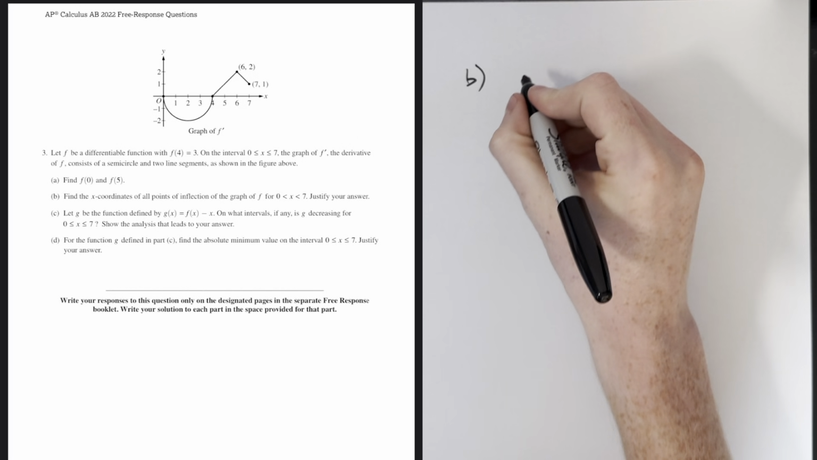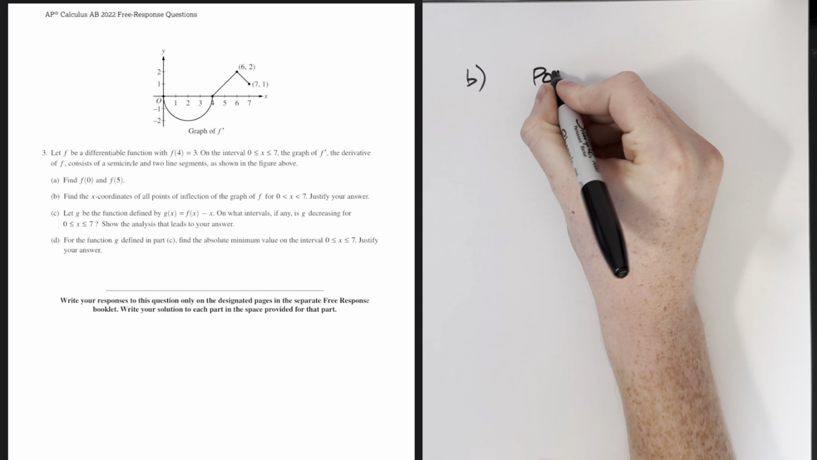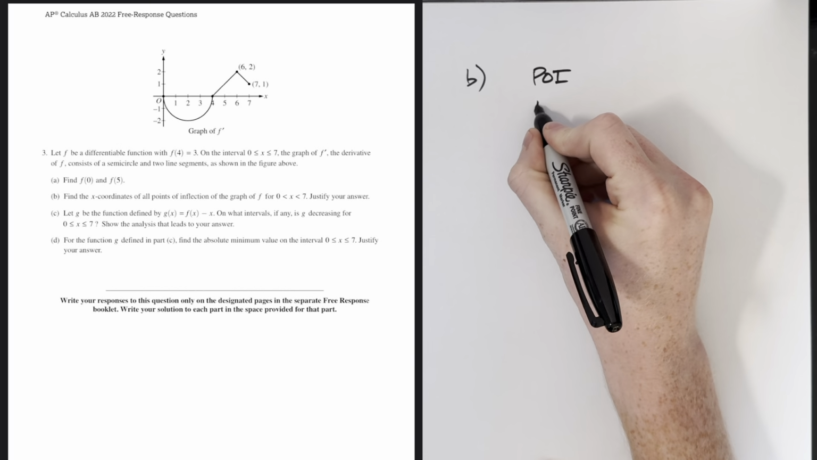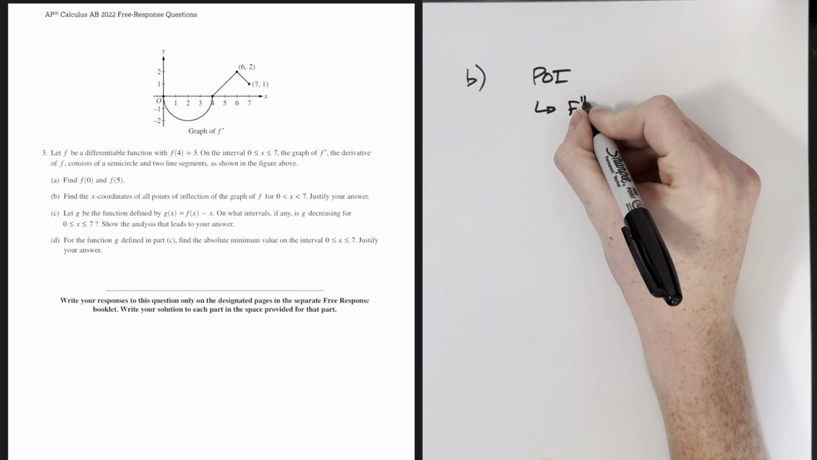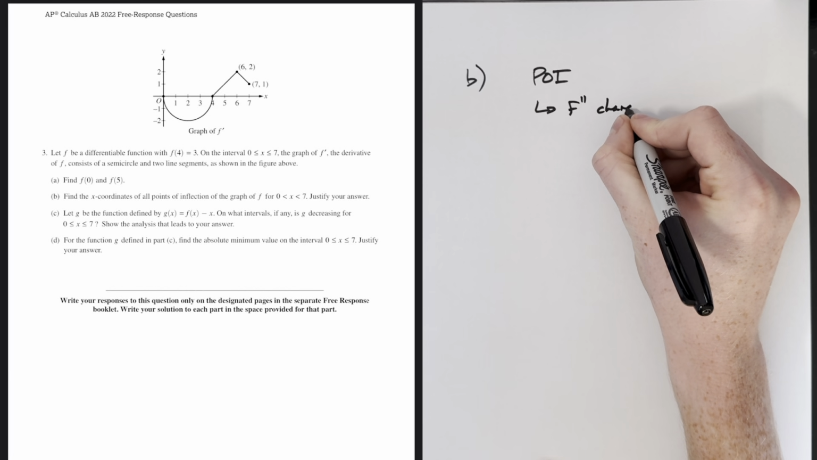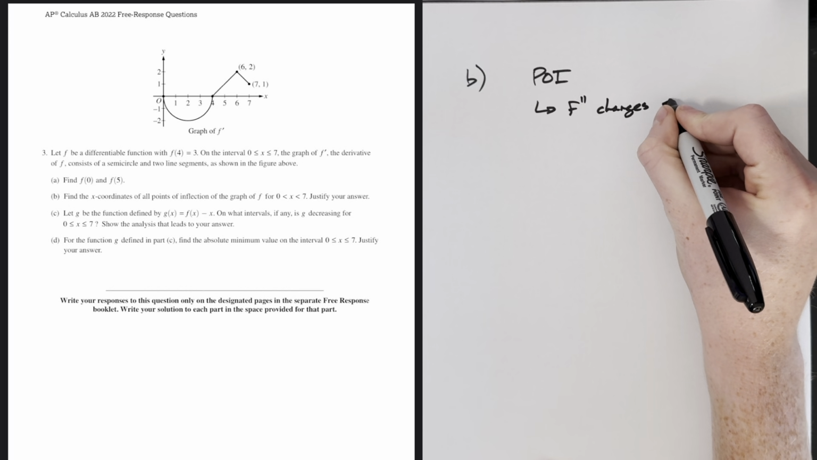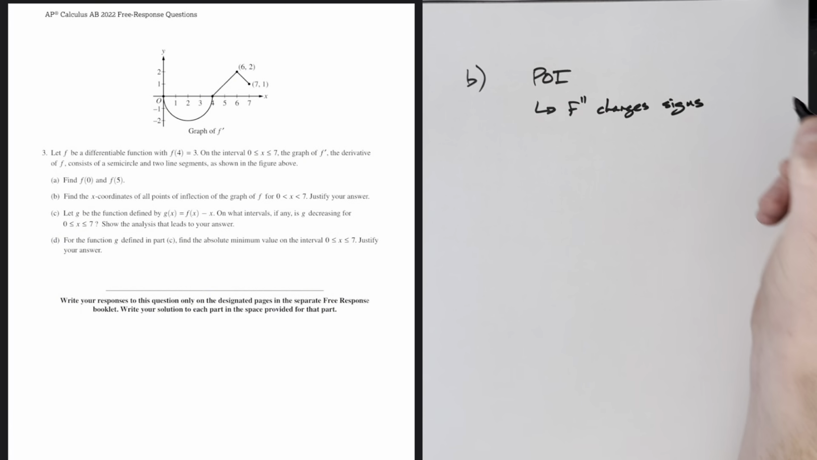Now, points of inflection, right? It's important to actually know the definition of points of inflection. They happen when our second derivative changes signs, or where our second derivative goes from positive to negative or negative to positive, right? Now we have a graph of f prime. So what does the second derivative actually represent when we're looking at this graph?